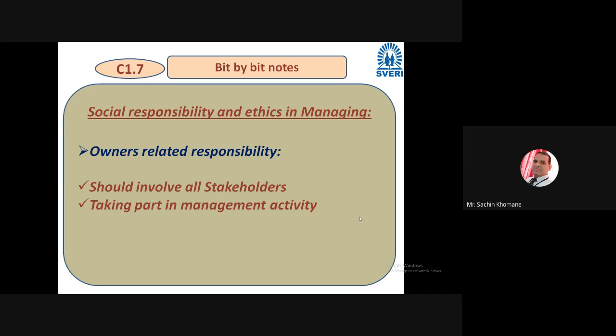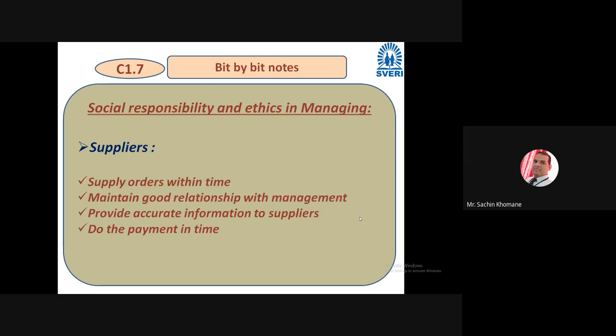Then taking part in management activity. Many owners, you can see, are not taking part in the management. They think, yes, I have recruited a manager. They have authority. They will decide what to decide and what not to decide. But as an owner, the owner has a responsibility that he should take part in the management activity. Getting? So the next responsibility is supply related responsibility.